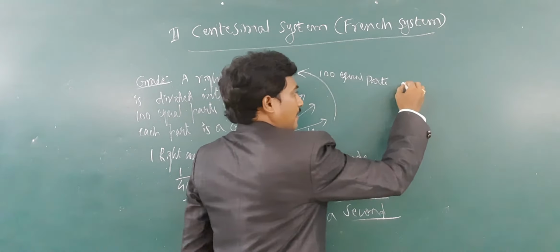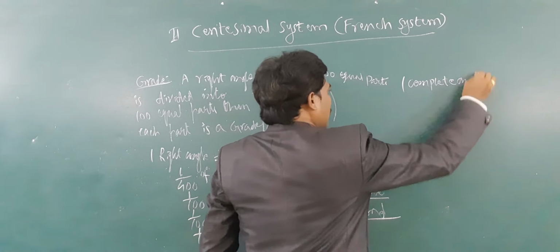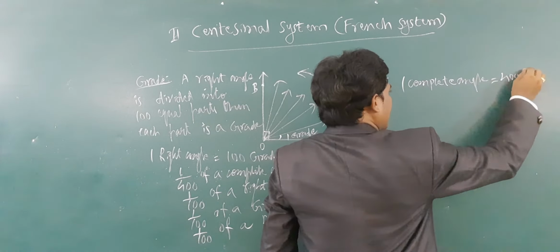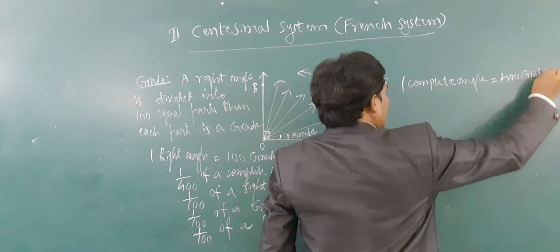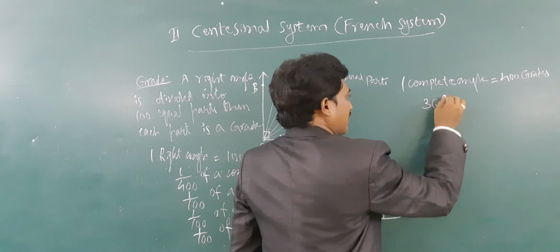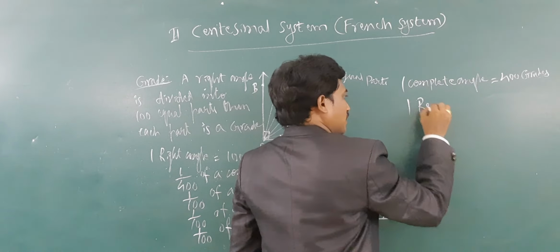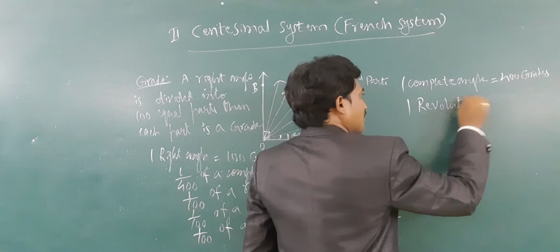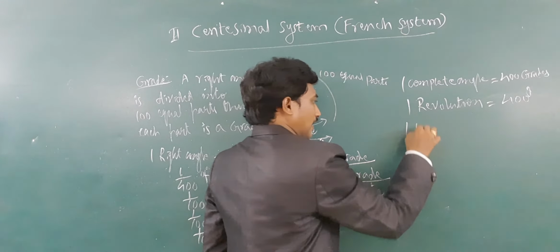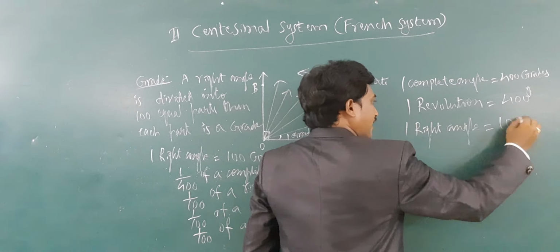Here, one complete angle is 400 grades, that is nothing but 360 degrees is equal to 400 grades, or else one revolution is equal to 400 grades. One right angle is equal to 100 grades.